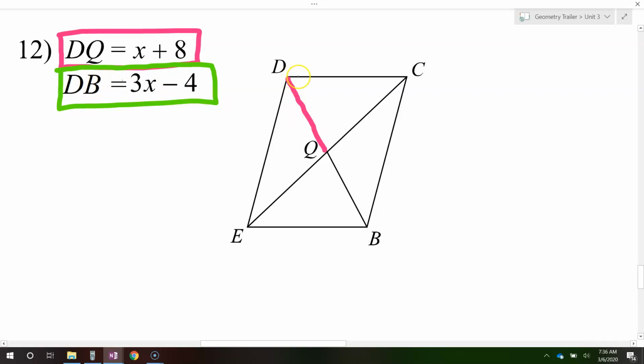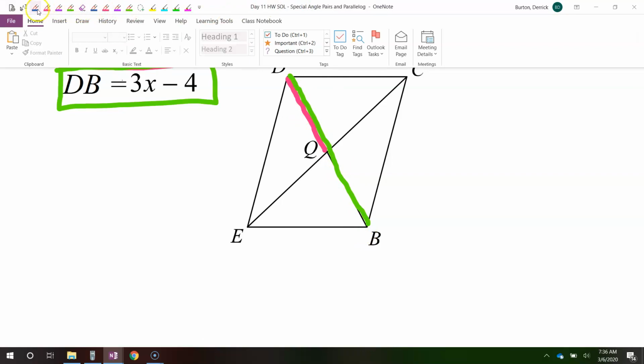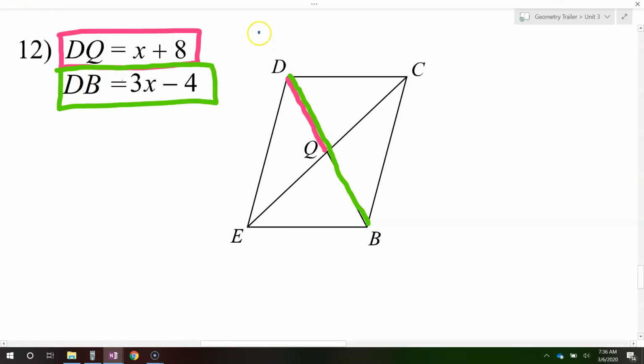And DB goes from here all the way to here. So on the previous problem, we had two halves. But this time we have a half and a whole. So whenever you have a half and a whole, what you should be thinking is 2 halves equals a whole.